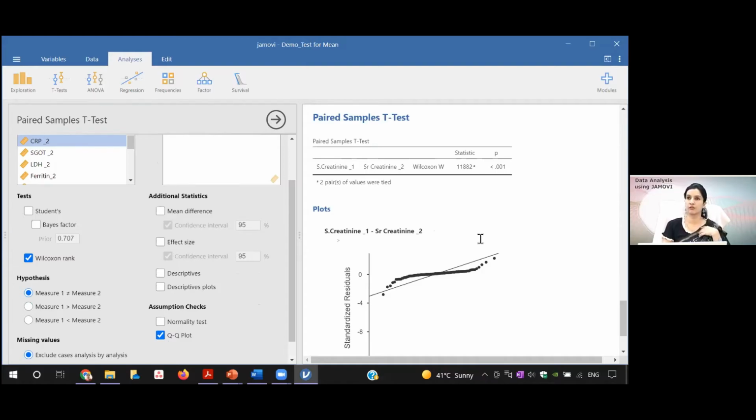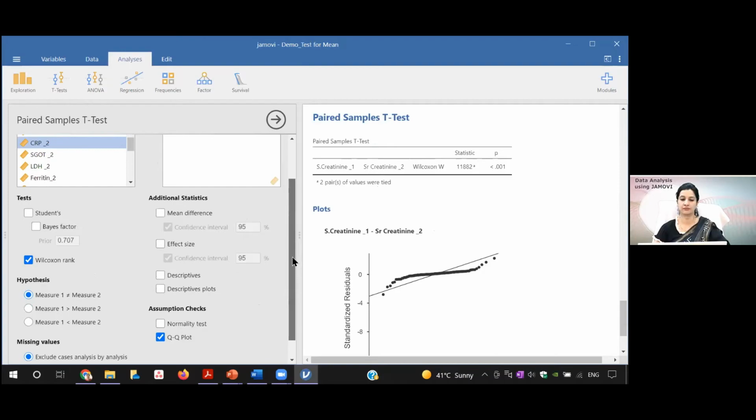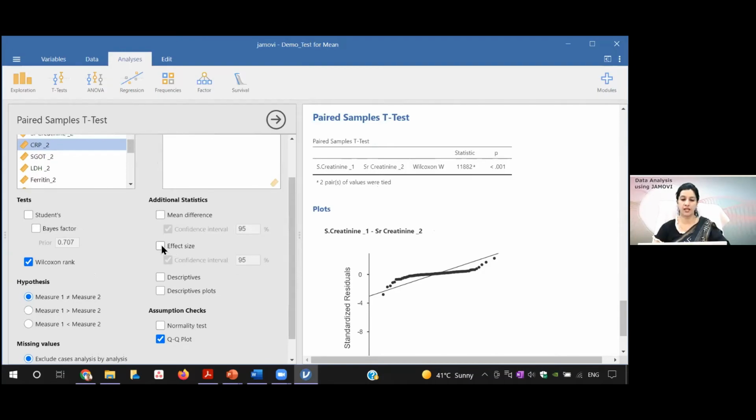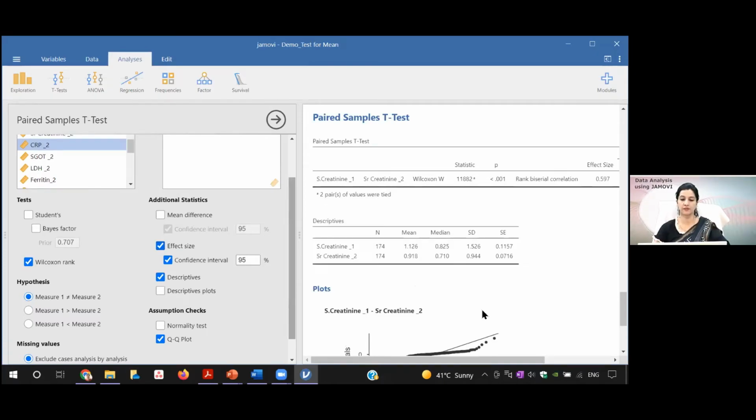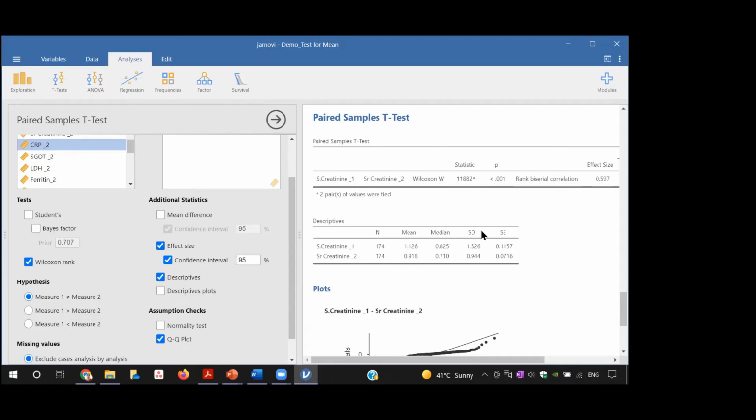Is it okay now? Yes, I think I'm visible now. So now you have to click with this Wilcoxon rank. And this Wilcoxon rank, you have to check with the effect size and descriptives. Okay, am I audible now? Yes, ma'am.